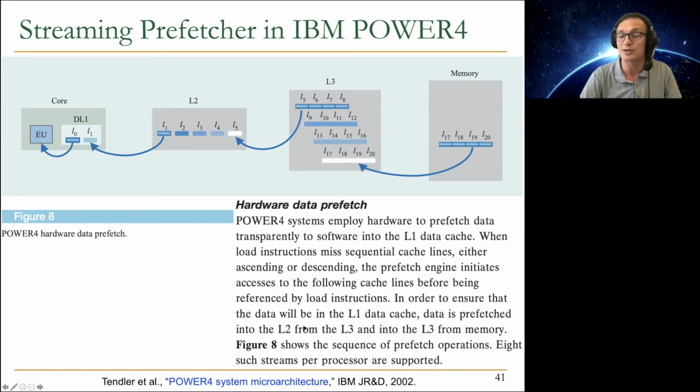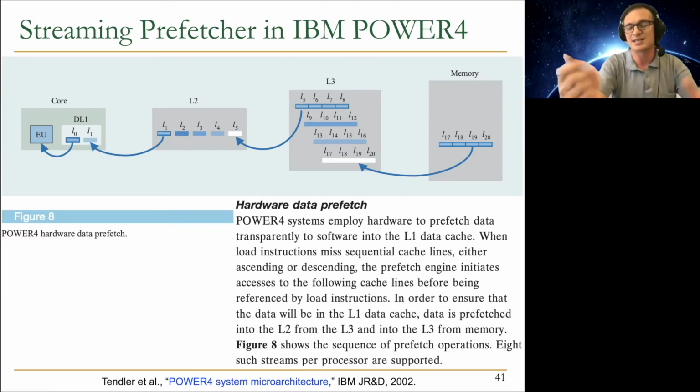In order to ensure that the data will be in the L1 data cache, data is prefetched into the L2 from the L3 and into the L3 from memory. And they say basically they support 8 such streams per processor. So that's a multi-core engine. So per processor, they support 8 such streams. So if you're operating on 8 arrays concurrently in a similar manner, you can be basically prefetching those 8 arrays.